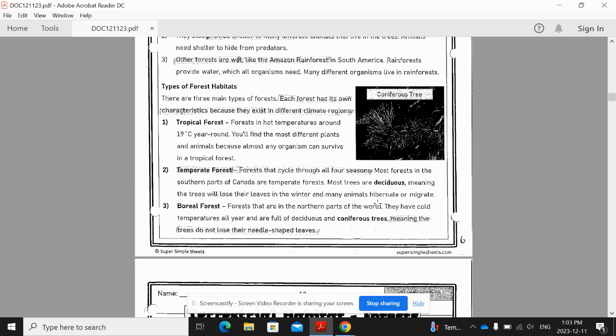And the boreal forest. Forests that are in the northern parts of the world. They have cold temperatures all year and are full of deciduous and coniferous trees, meaning the trees do not lose their needle-shaped leaves.